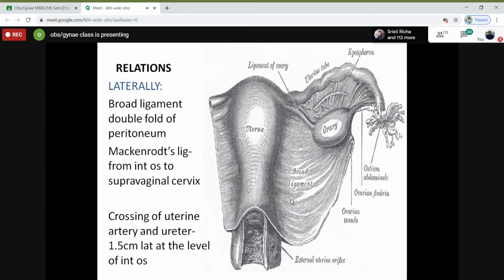So water is the ureter. The ureter goes below the uterine artery at this point. The bridge is the uterine artery and water is the ureter, which carries urine. So it is known as water. Water under the bridge at 1.5 centimeters lateral to the internal os.